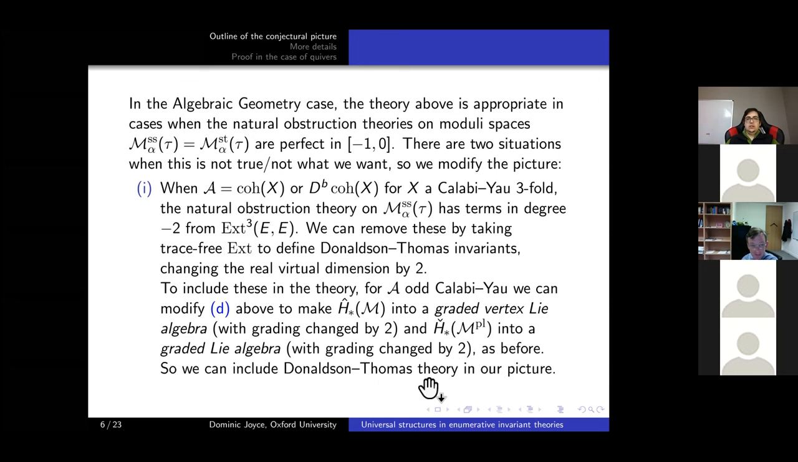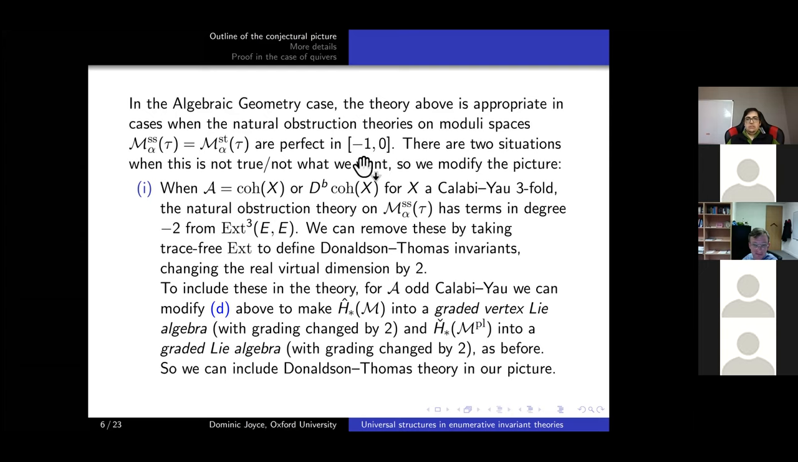Dominic, I'm a bit confused here because in our story with Maxim, even without motives, we also need this sheaf of vanishing cycles, and so on. I mean, we need some extra structure on the stack, which, of course, you know very well. Well, yeah, and I'm not saying you don't. But you didn't mention it. Okay. You need some structure to define virtual classes.